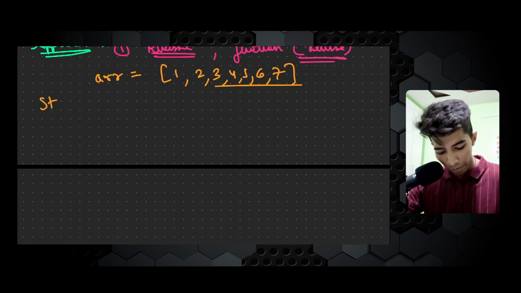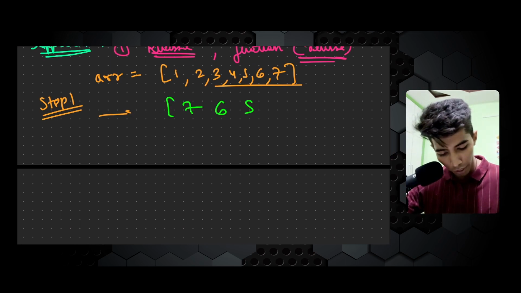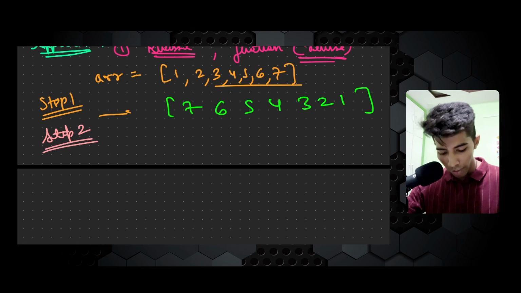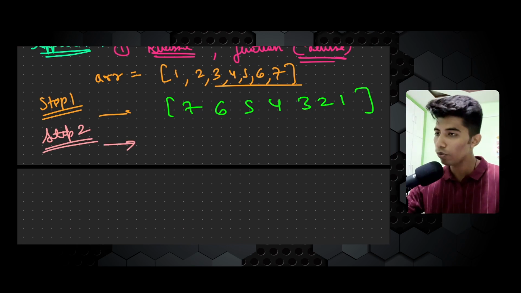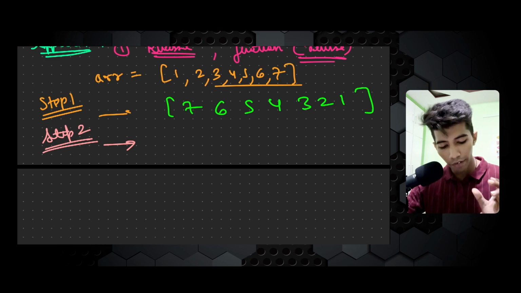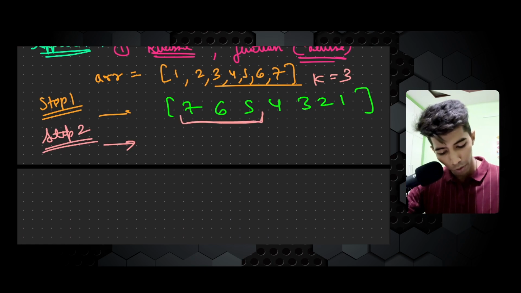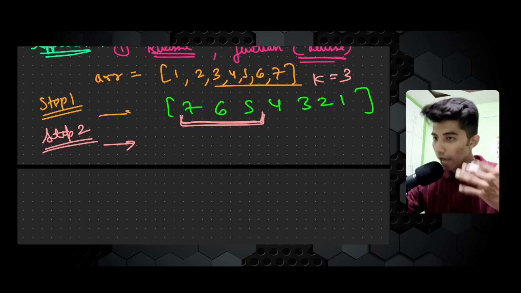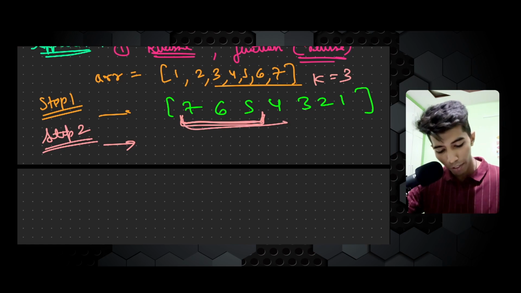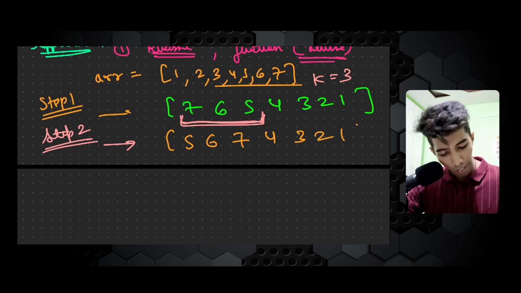Again in my step 1, I will reverse this array. When I reverse this array, it will look like 7 6 5 4 3 2 and 1. Now in step 2, I will simply reverse that part of the array till my k. Like if my k is 3, then I will reverse this particular part only, because these are the 3 elements. If my value were 4, then I would take 4 elements, but my value is 3, so I will just take the 3 elements. Now it will look like 5, 6 and 7, and this will remain as it is.